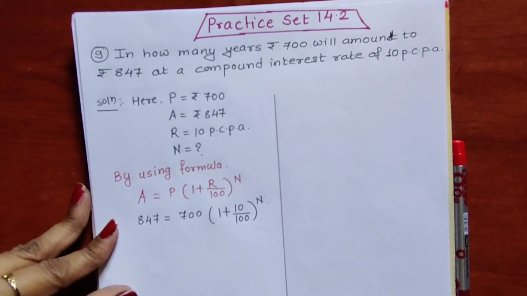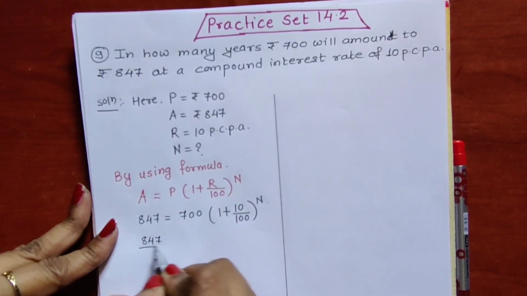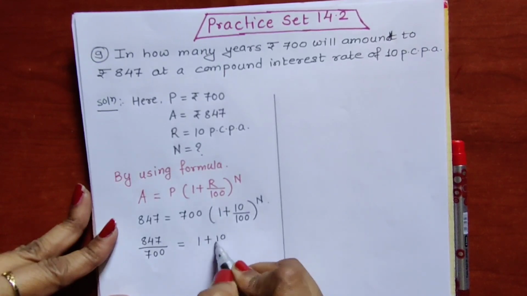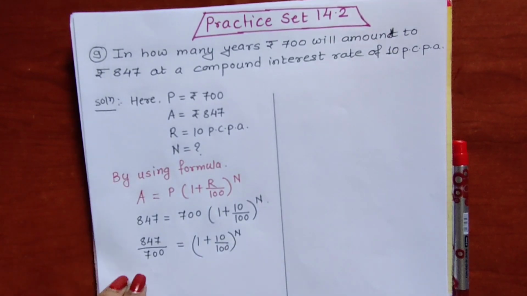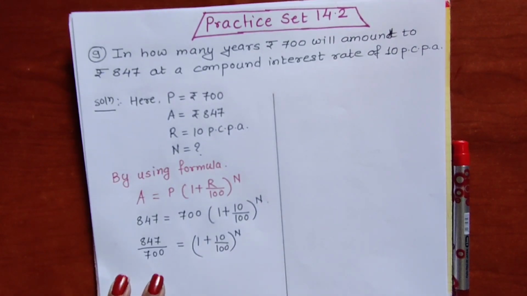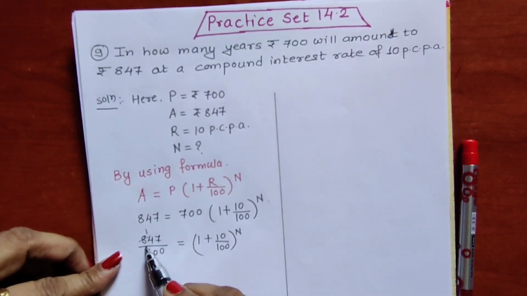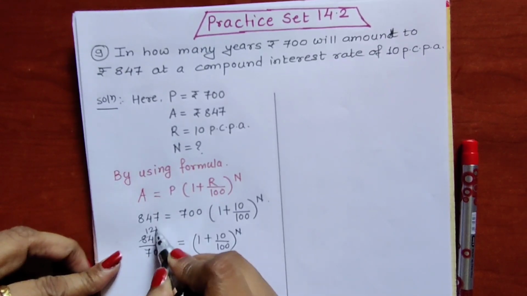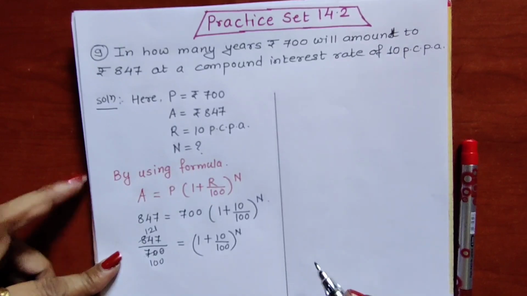Okay. Now we transfer this 700 from left to right. It becomes 847 upon 700 is equal to 1 plus 10 upon 100 raised to N. Now this 847 upon 700 can be cancelled by 7. 7 ones are 7. 8 minus 7, 1 remaining, this 4 means 14. 7 twos are 14. Again 7 ones are 7. 7 ones are 7, 7 zeros are 0, 7 zeros are 0. We get 121 upon 100. That I am going to write here.